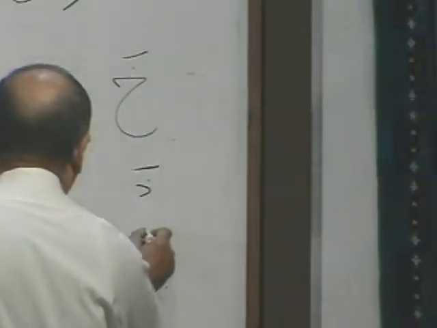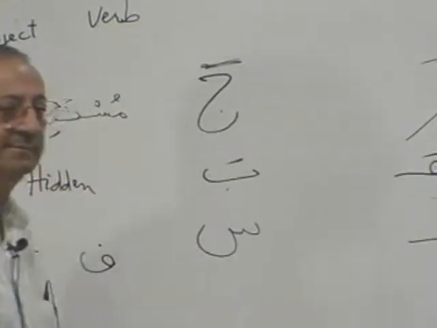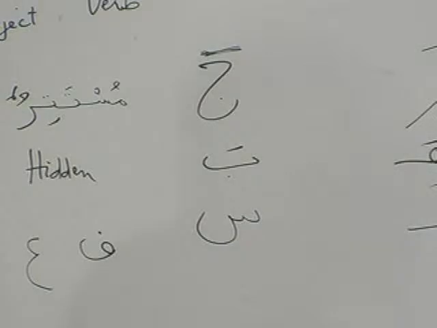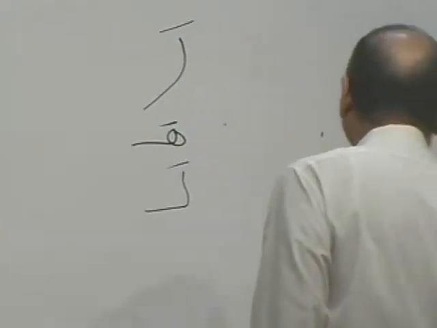Then I say ja, la, sa. Are you with me, brothers and sisters? What is it? Fatah, fatah, fatah. Then I write down one more word. Ra, ja, a.